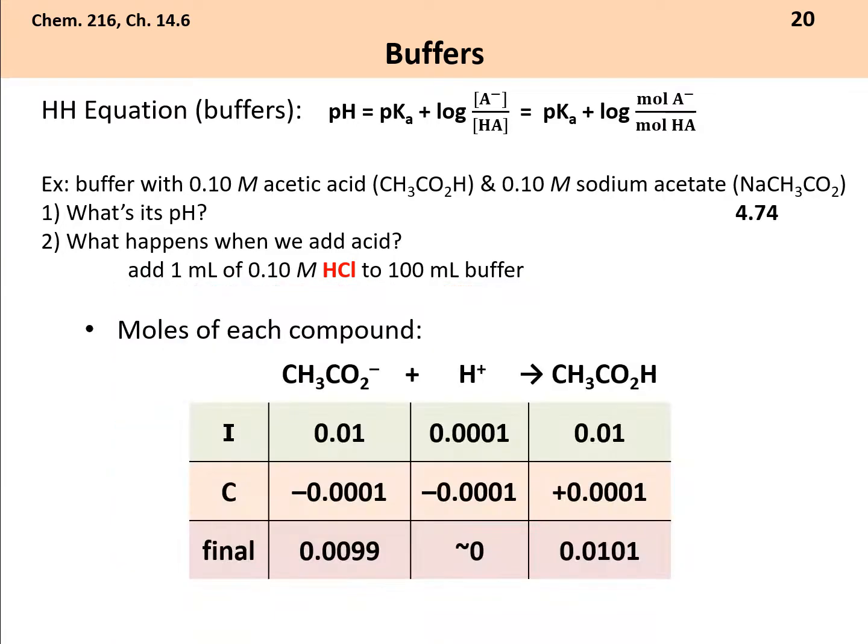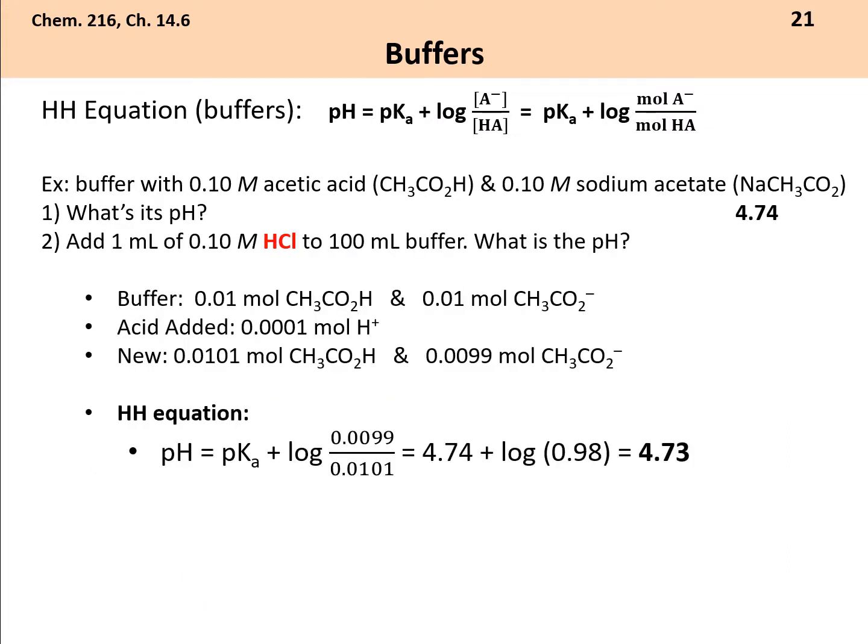Here is an example of that chart. We have moles of each compound, and we put them in there. Remember that in buffers, all the H plus or all the OH minus gets removed. So I end up with these two values. I then can put those into the Henderson-Hasselbalch equation, and I get my new pH. So I went from 4.74 to 4.73. The buffer didn't stop the pH change, but it made that pH change very small.